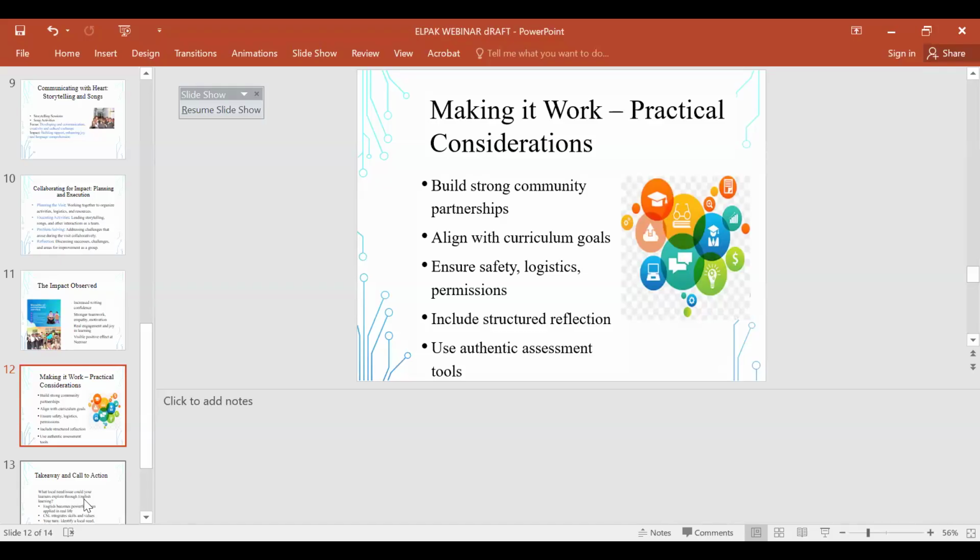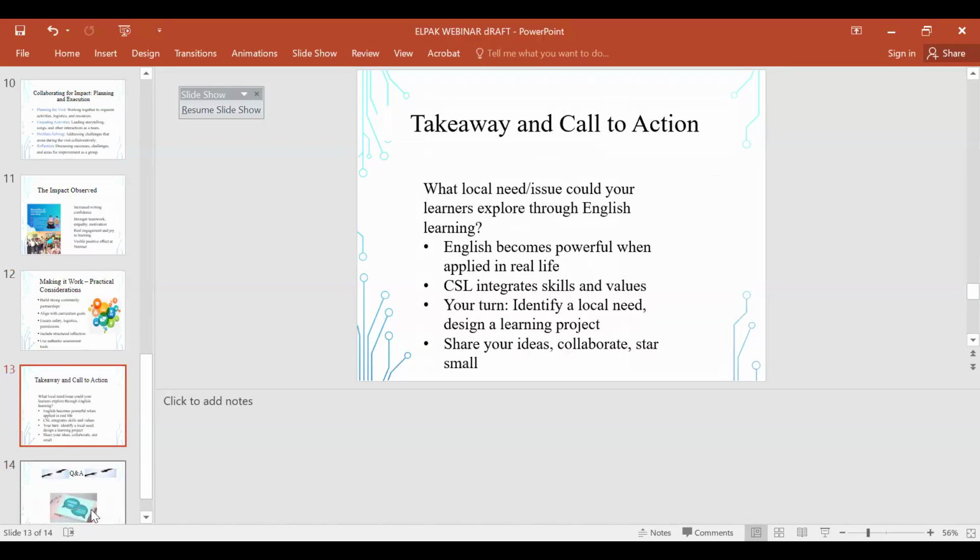And then we may also need to consider the safety and those logistical preparations that we need to make, asking for permissions from whichever place you are going to do. If it's environmental, you are going to clean up a hospital, a market, then you liaise with the officials there to give you the permission, so that you are safe even as you carry out this and learn. And I think also you can include structured reflection and use authentic assessment tools, maybe journals, to get feedback from the learners. So I think I asked this question already.